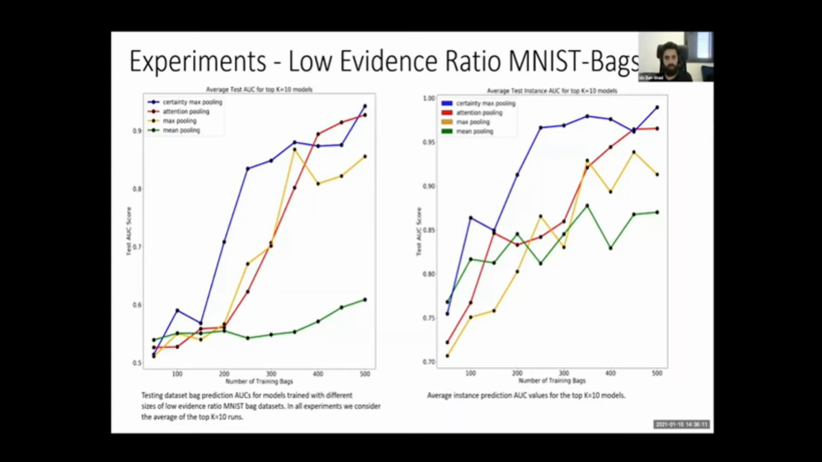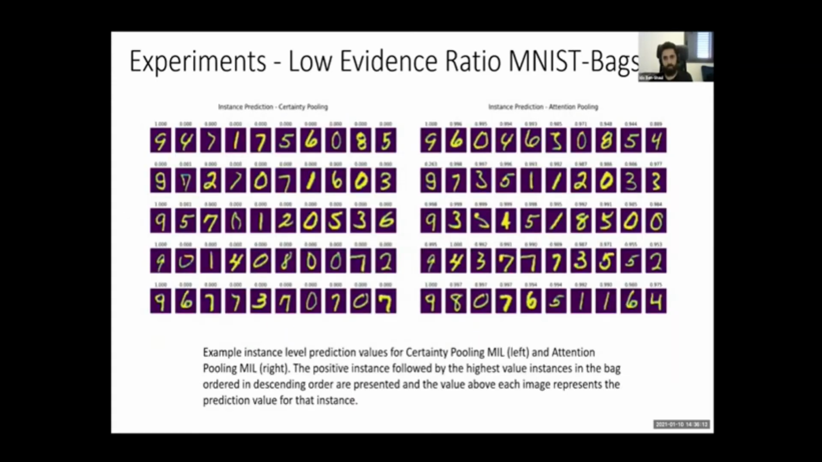Now, as I said, the weights are implicitly learned, but we can look at which instances got the most attention. So we can visualize the attention scores that the different instances got. Here, we compare our algorithm with the deep attention MIL algorithm tested on the same scenario of the low evidence ratio MNIST bag dataset. As you can see, the algorithm is able to distinguish the 9s from the non-9s, even in this low evidence ratio dataset. And this shows why the algorithm performs well at the instance prediction level.